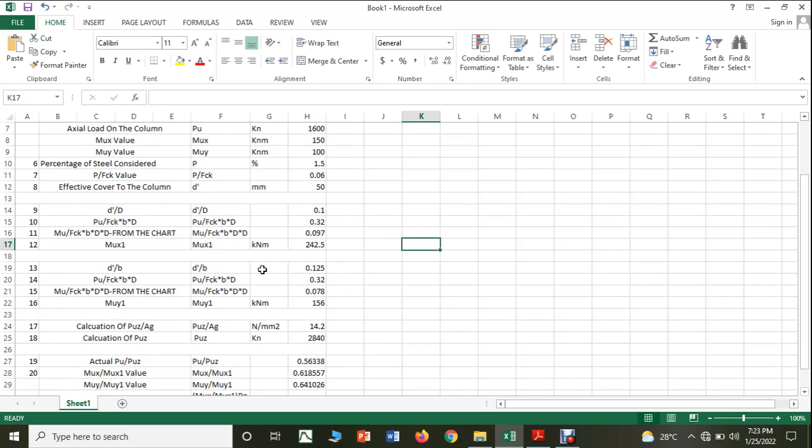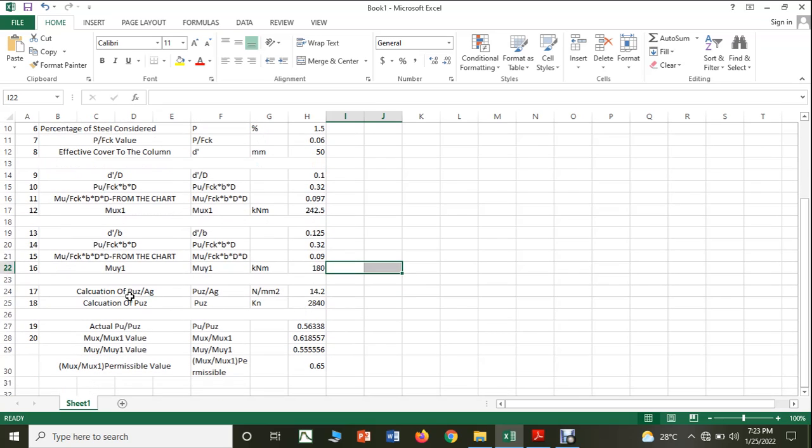Similarly, this D dash by D will remain the same, and PU by FCK will remain the same, but the corresponding MU by FCK in the other direction is going to change to 0.09. So when you do 0.09, your MUY1 becomes 180.